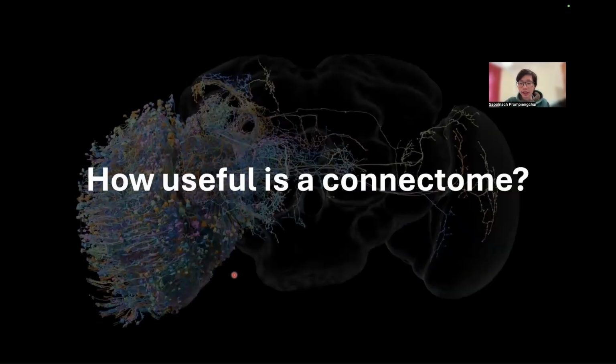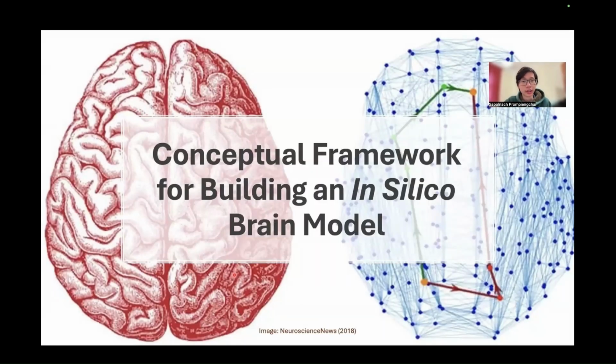So I'm going to put this laser pointer back on. Now I want to go into a bit more computational neuroscience, which is actually what I plan to do. The focus of this talk is to show how useful a connectome is, or specifically the dataset that we're going to be using. I want you to gain an intuition on how you build an in silico brain model. You don't need to know right now what in silico is, but just know that we are trying to build some kind of computational brain model.